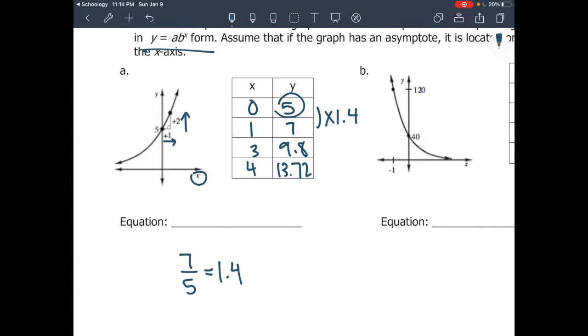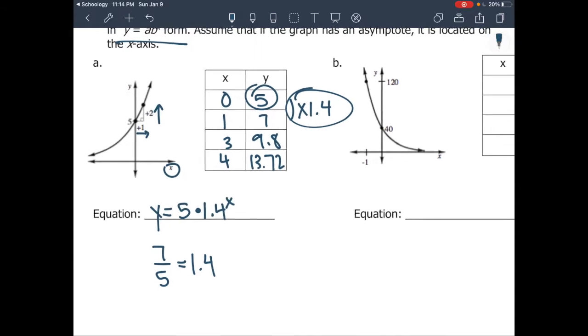I really only needed my starting value and my multiplier. So y equals the starting value times the multiplier to the x power. So it's actually not too bad to go from a graph to a table to then an equation, as long as you've got some points on there.